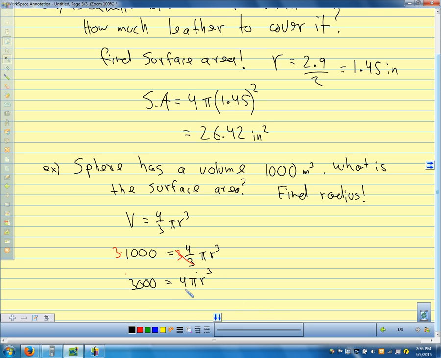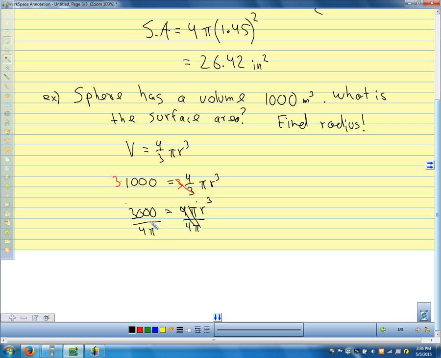Now how do I get this 4 out of here? Divide by 4. And isn't pi just a number? Can't we divide by 4 times pi? 4 times pi is just some number, a little more than 12, right? Those cancel. 3,000 divided by 4 pi.